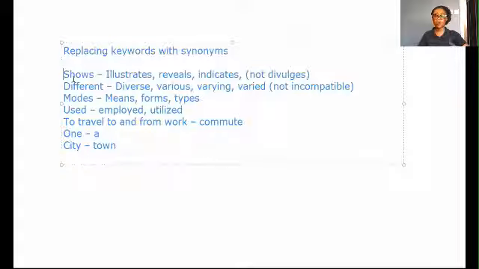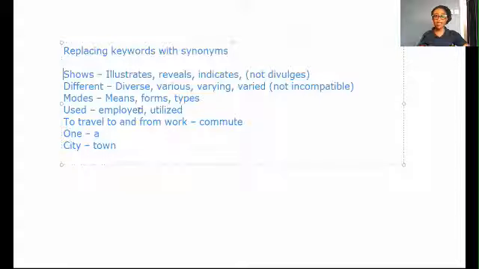We have another word such as different. We can replace it with diverse, various, varying, varied. And of course, not incompatible, because we are not saying that the modes of transport as contained in the question are not compatible. That's not what you're saying. So we cannot use compatible as a synonym for different in this particular context, although in another context, compatible could be used as a synonym.